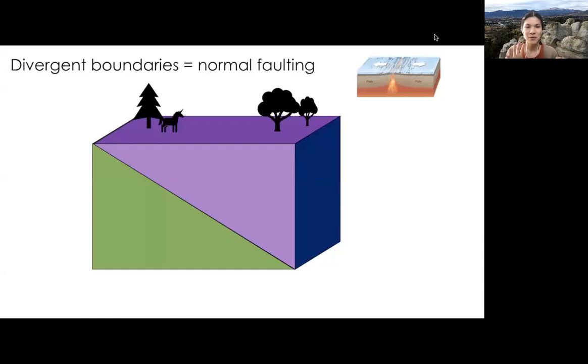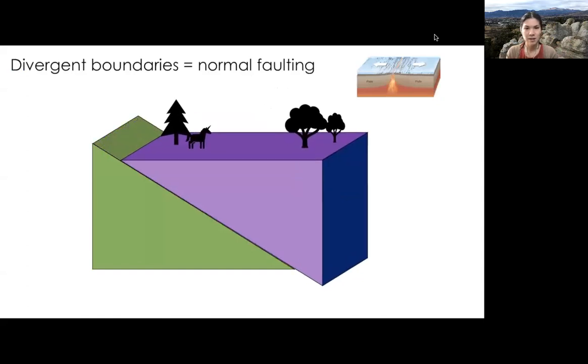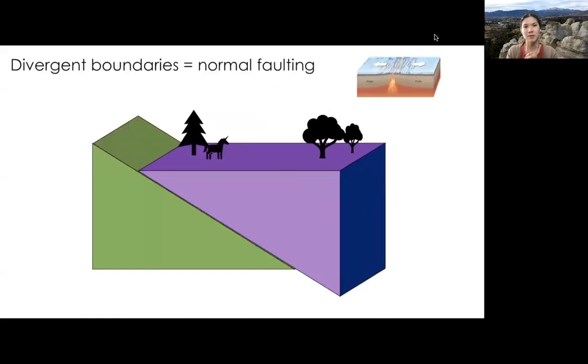All right, so we've started out here, we've got a purple plate and a green plate. And in divergent boundaries, which are going to result in normal faulting, the 2 plates are going to move, the 2 sides are going to move away from each other. In this case, the purple one ends up moving down and the green ends up moving relatively up, right? And so this is what's going to have to happen in order to accommodate more space.